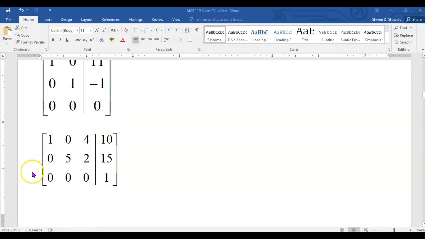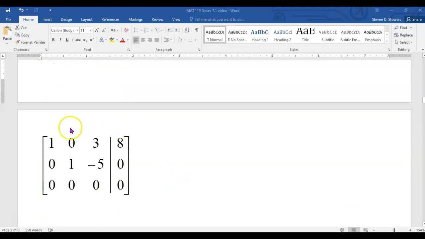What about this one? Okay, if there is a row of all zeros, it has to be at the bottom. Well, there isn't a row of all zeros, so we don't have to worry about that. The first non-zero entry in each row has to be a 1. Well, oh, there's a problem. That second row doesn't have a leading 1. It has a leading 5. The first thing that isn't a 0 is a 5, so that is not in reduced row echelon form.